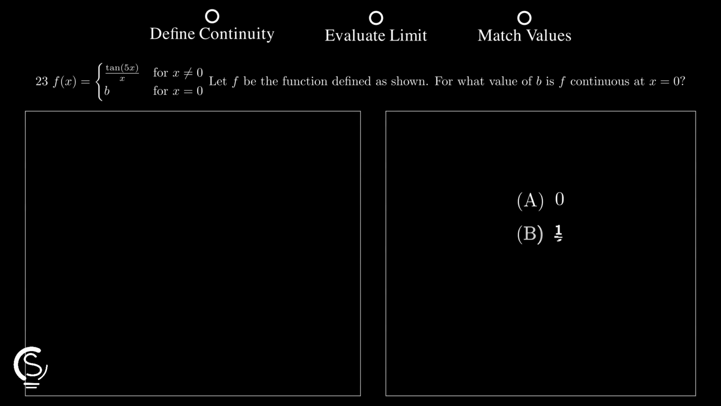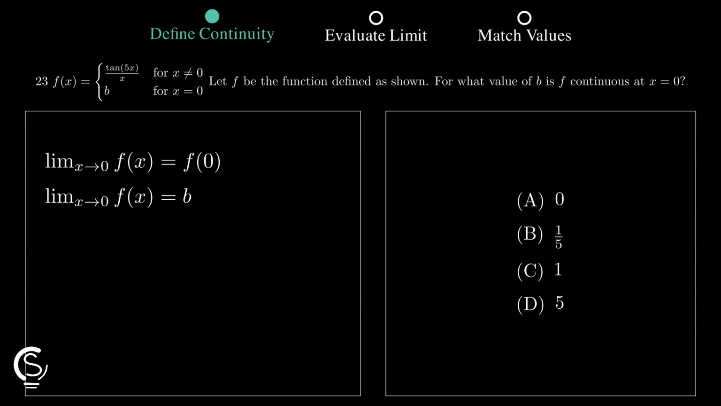For the function to be continuous at 0, the limit of f of x as x approaches 0 must equal the function value at 0, which is defined as b.